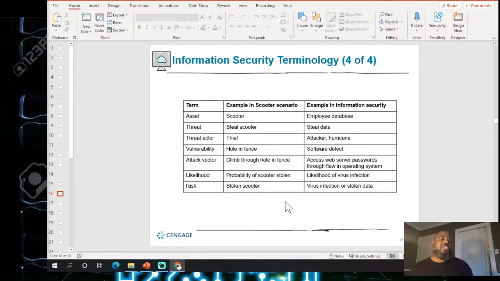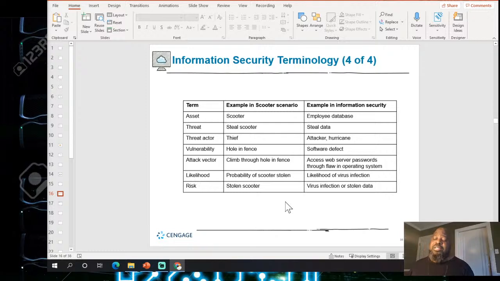Likelihood: the possibility of a scooter being stolen. The likelihood is a virus infection. So when you do security, you've got to figure out the likelihood of this happening, the likelihood of why I need to do this patch. Because anything you do, even for Patch Tuesday, there's a cost to it. You've got to get your admins, your testers, your infrastructure. Even if you do Patch Tuesday, you want to test it in development to make sure it's not breaking your applications. So all that stuff has a cost to it.